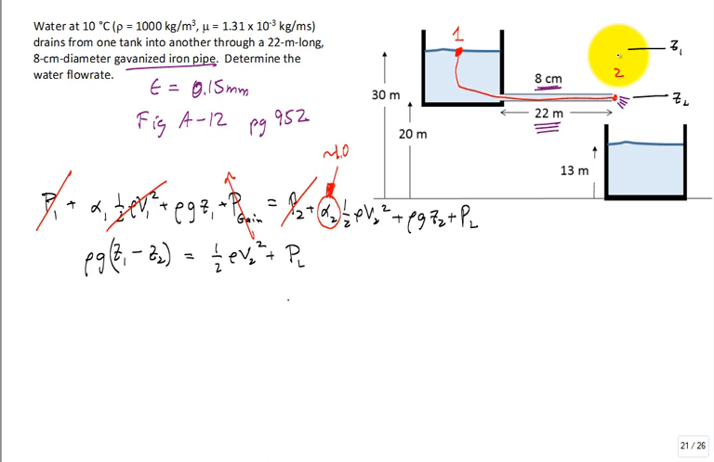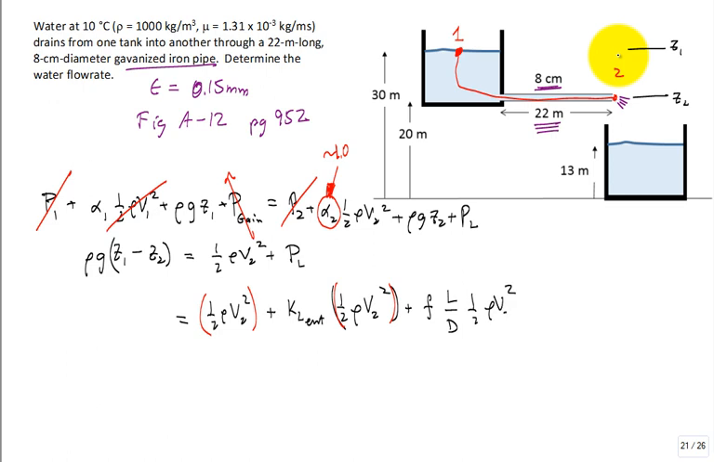Well, we're going to have a loss coefficient for the entrance, and that will multiply the 1/2 rho V squared in the pipe. Is that the same 1/2 rho V squared? They are the same. That's helpful. Then we're also going to have the pressure drop in the straight run of the pipe, the 22 meters. Isn't that friction factor times L over D times 1/2 rho V squared? Is that V2? Is that the same 1/2 rho V squared? Isn't that all the same?